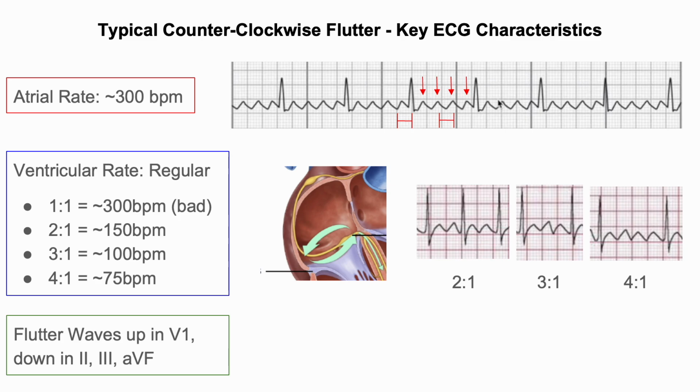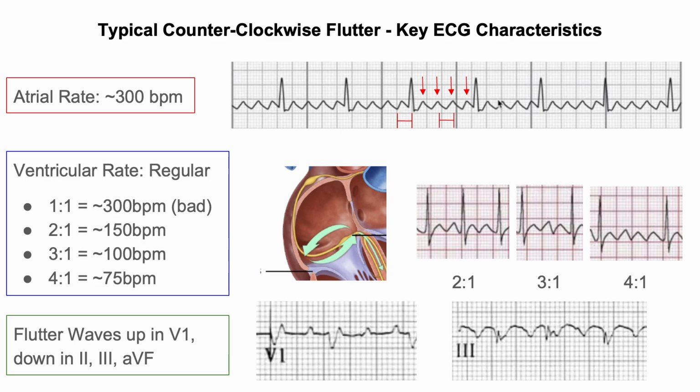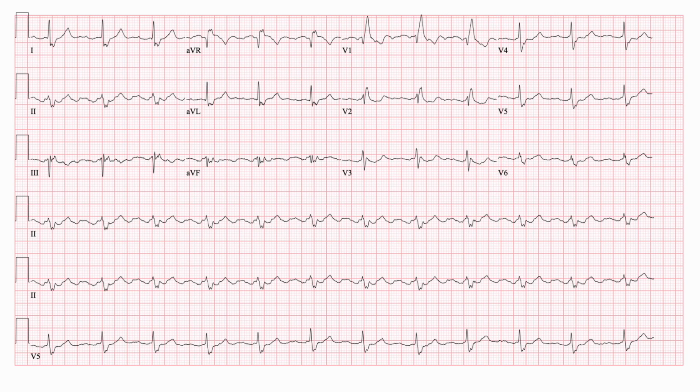Then finally, with typical counterclockwise or our most common form of flutter, we'll see these upwards or positive flutter waves in V1 and downwards or negative flutter waves in the inferior leads of 2, 3, and AVF. So now that we've covered our most common form of flutter, let's hear from Dr. Yang on some of the more subtle findings that we might encounter.